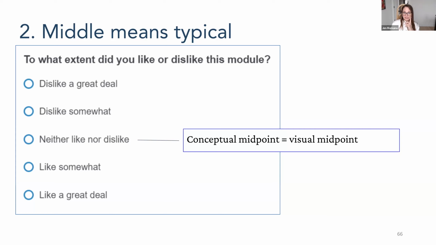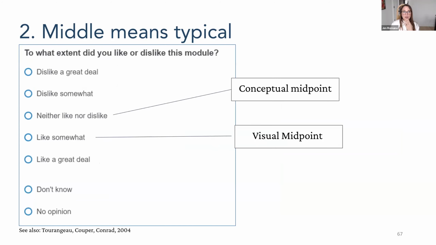In this example, the conceptual midpoint and the visual midpoint are the same, but what happens when we introduce a couple other response options like don't know and no opinion? So now the conceptual midpoint and the visual midpoint are no longer aligned. And research has shown that the misalignment between the conceptual and the visual midpoint, what we're looking at here, it skews responses towards the bottom of the scale.